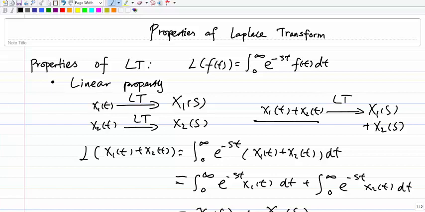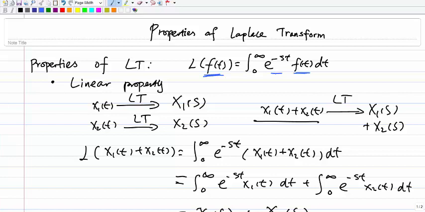Okay, so let's review a little bit the definition of Laplace transform. The Laplace transform of a function f(t) is given by the integration from 0 to infinity of e to the minus st times f(t) dt. So that's the integration of the original function f(t) times e to the minus st over t from 0 to infinity. That's the definition of the Laplace transform.